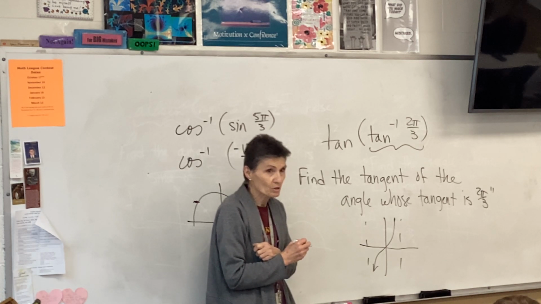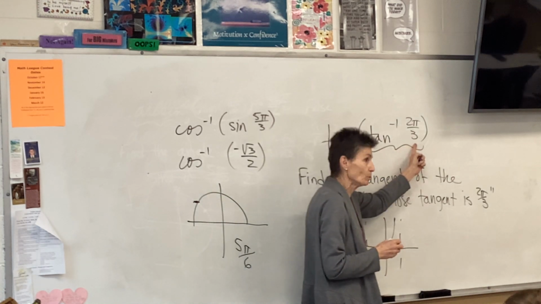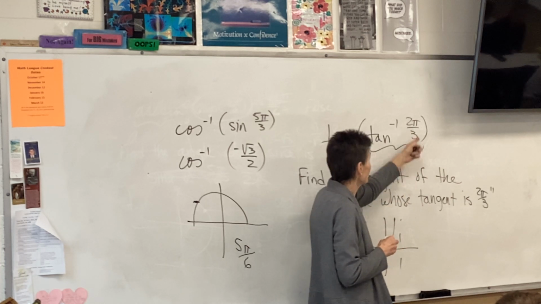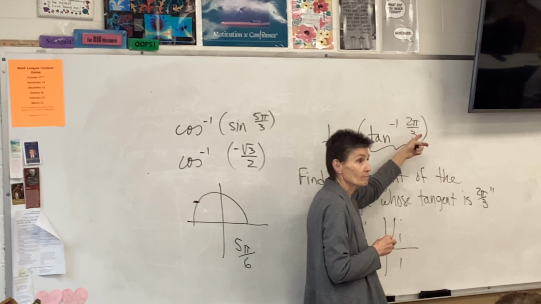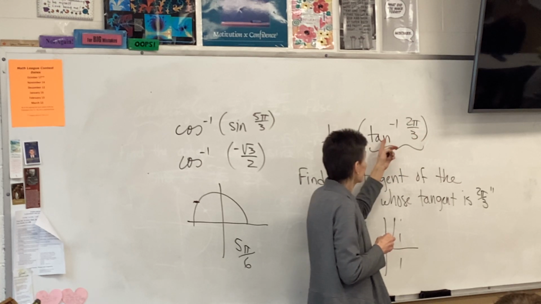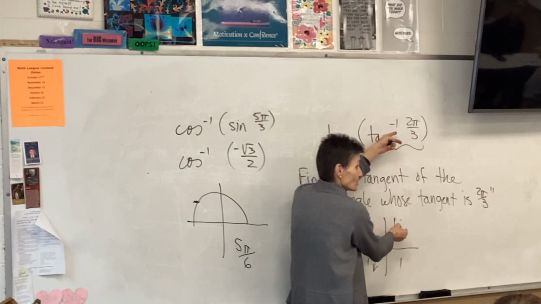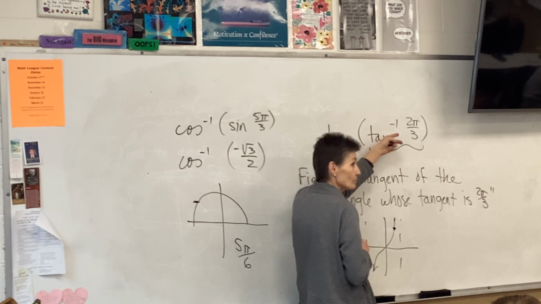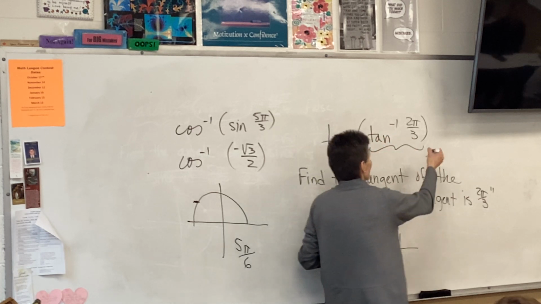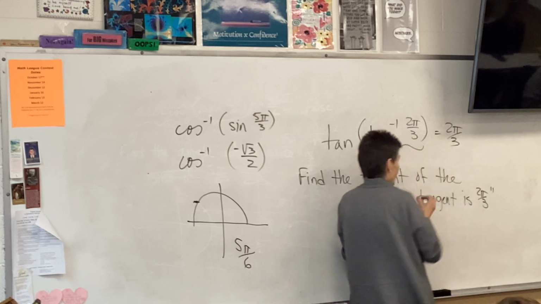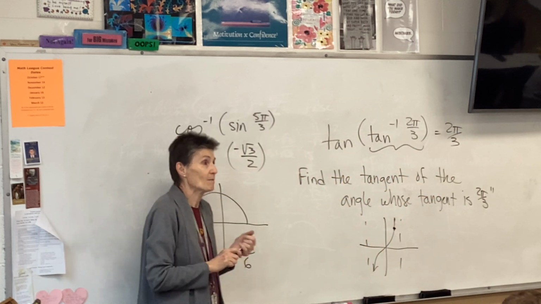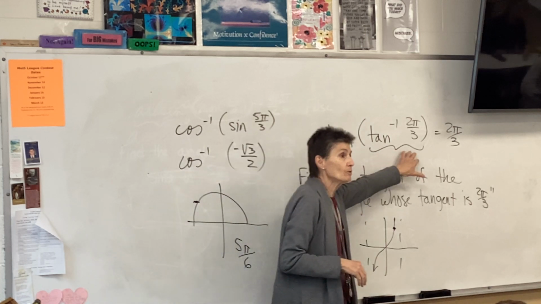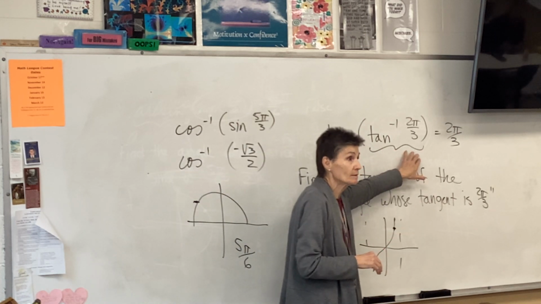There's no size restriction on a tangent. This is a decimal number. I don't know, what is that? Roughly 2? So there's some angle out there that has a tangent of 2. It's right there. What's the tangent of that angle? 2? Yeah, the answer to this is 2 pi over 3. I want you to think about that. Say it to yourself. I got an angle whose tangent is 2 pi over 3. What's its tangent?